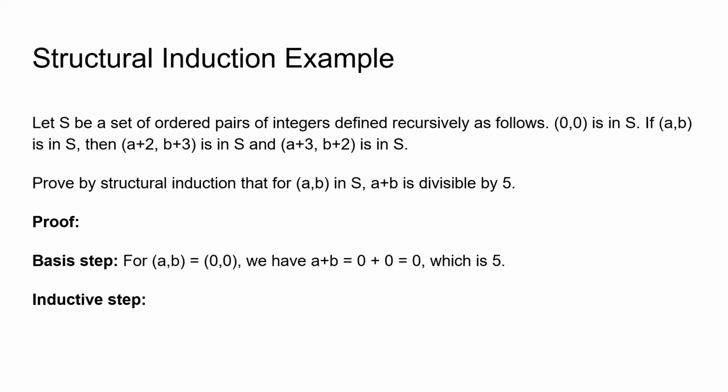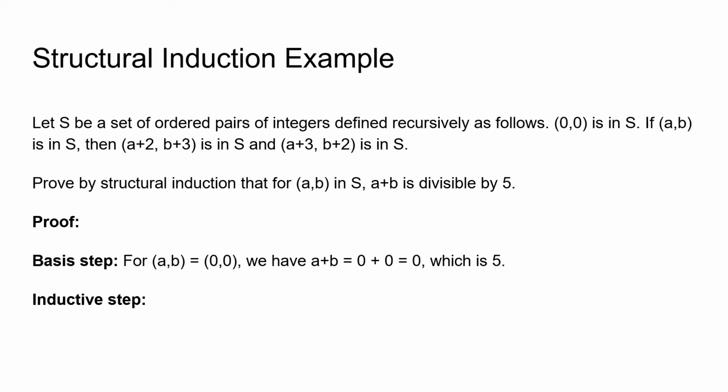So we start with the basis step. The basis element of our recursive set is (0, 0). So we consider (0, 0) for our induction basis step. a plus b here is 0 plus 0, which is 0, and that is indeed divisible by 5. And now we'll move on to the inductive step.